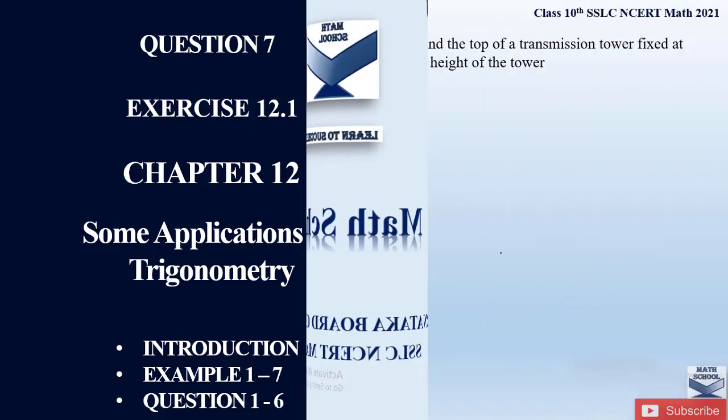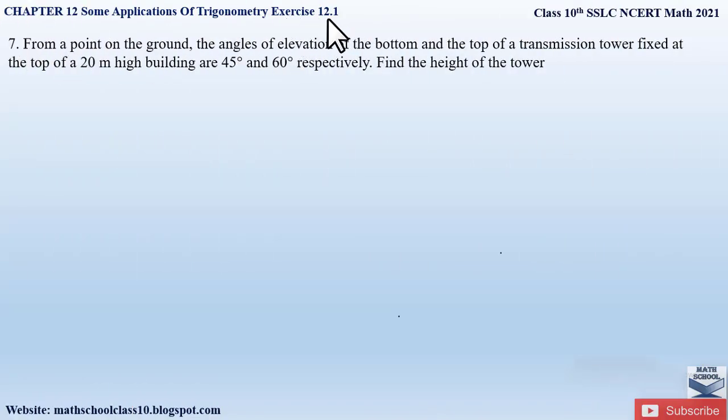Question number 7 from exercise 12.1, chapter 12, some applications of trigonometry says, from a point on the ground, the angles of elevation of the bottom and top of a transmission tower fixed at the top of a 20-meter high building are 45 degree and 60 degree respectively. Find the height of the tower.